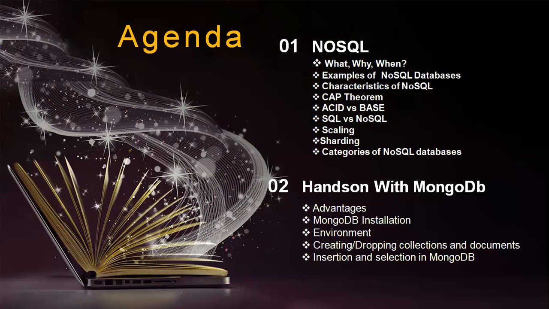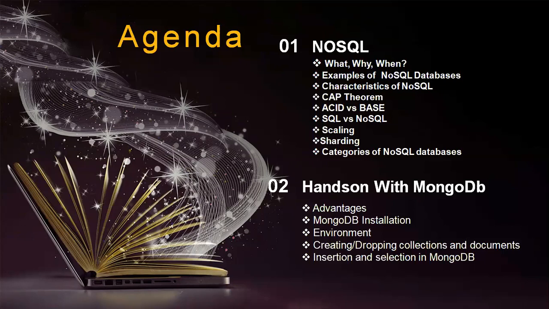ACID properties that were in relational databases, but in NoSQL databases we have these properties. We are not having any ACID properties in NoSQL. Then we will be discussing the major features that are used to compare SQL and NoSQL, scaling in databases, that is horizontal and vertical scaling. Then database sharding. This is a very important topic, database sharding.